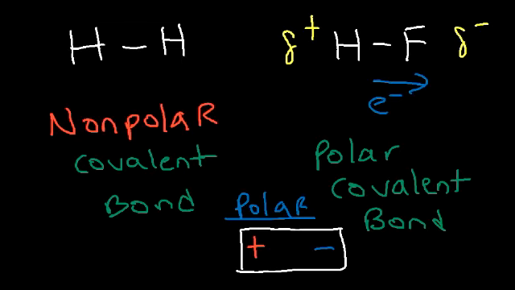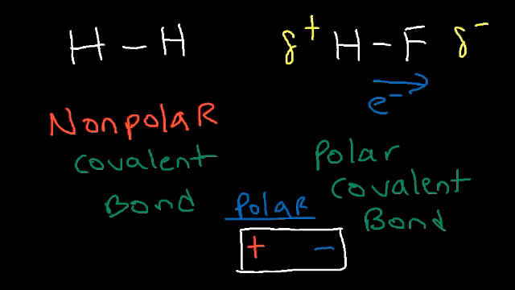One side is positive, one side is negative. So the electrons are not distributed evenly in that molecule. The electrons spend more time closer to fluorine because it's more electronegative. Electronegativity is the ability of an atom to attract an electron toward itself. And fluorine does a good job of doing that.